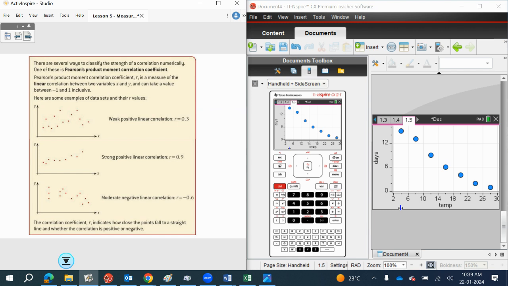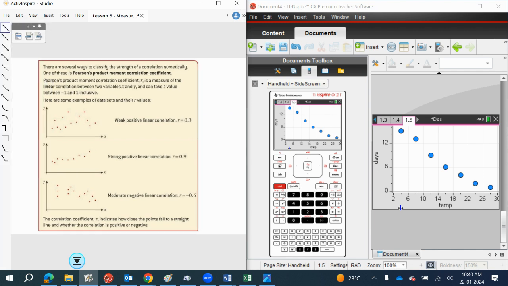All right, so next up we're going to look at Pearson's product moment correlation coefficient, often known as the correlation coefficient. And we can sort of quantify this. A lot of you are already familiar with this. So here we see a weak positive linear correlation of 0.3. Doesn't look like there's much correlation there. But notice when I do this, you can see it is mostly here and here. We can see a strong positive linear correlation, 0.9. They're still spread out a bit. And a moderate negative correlation.